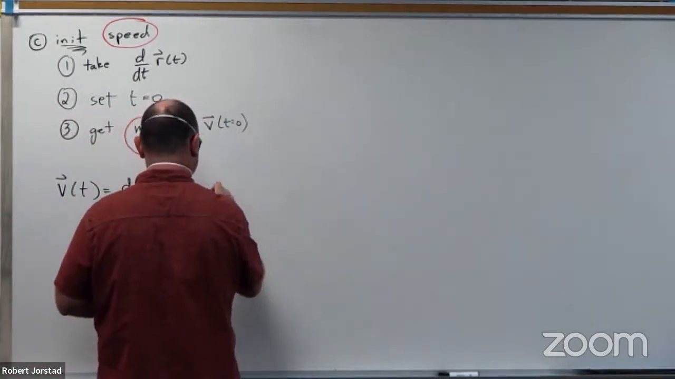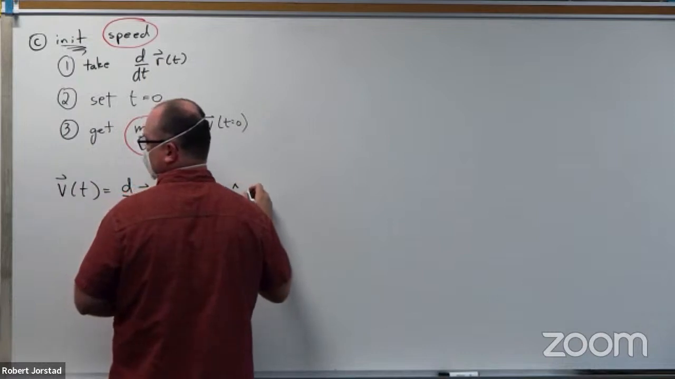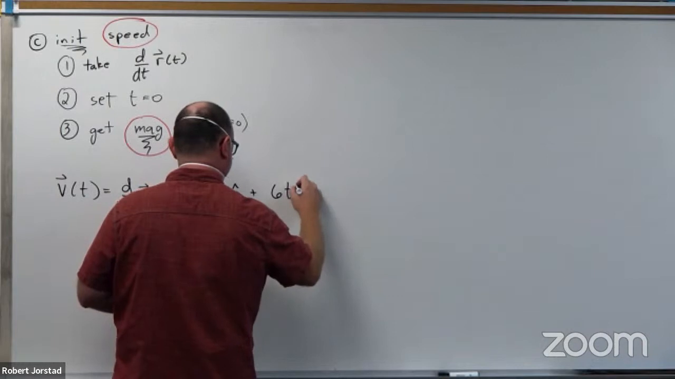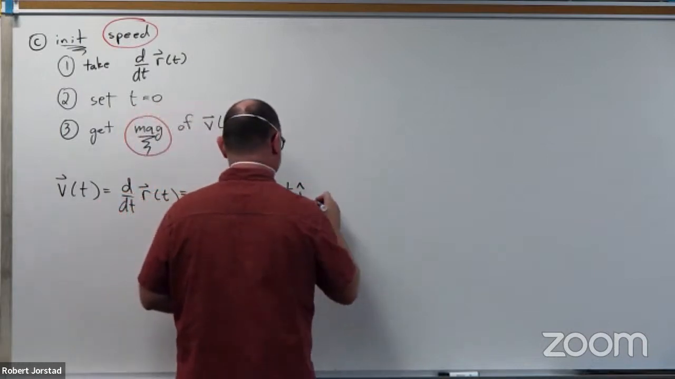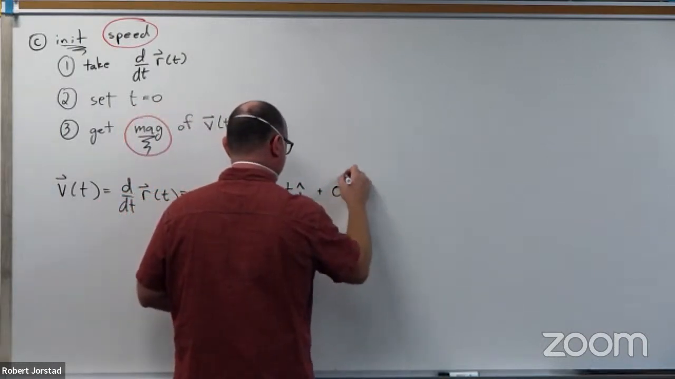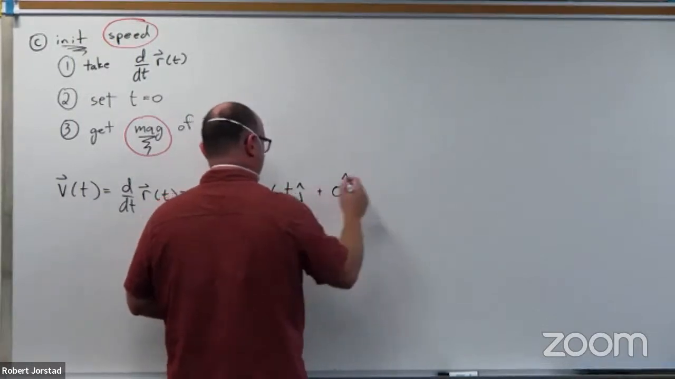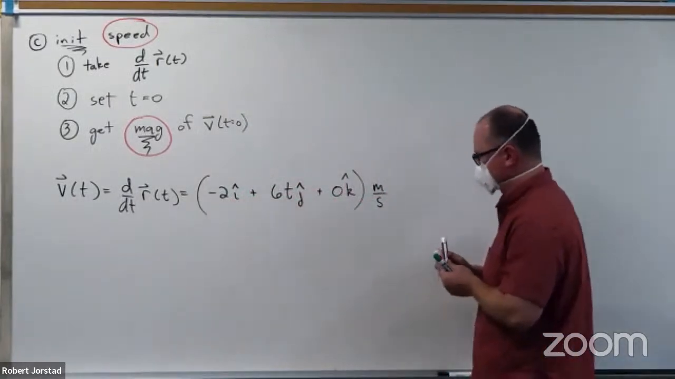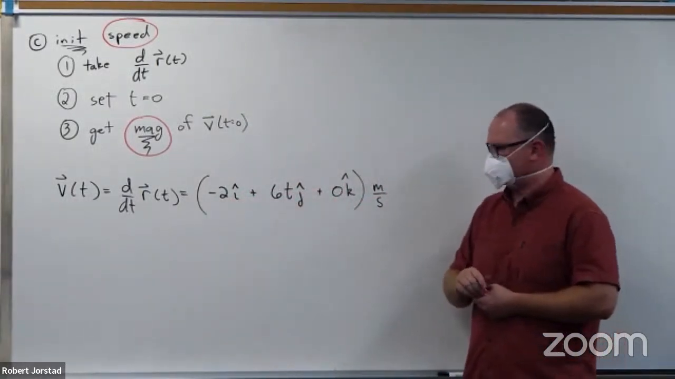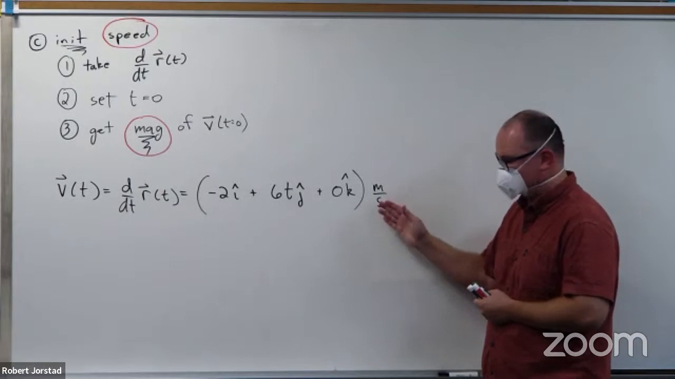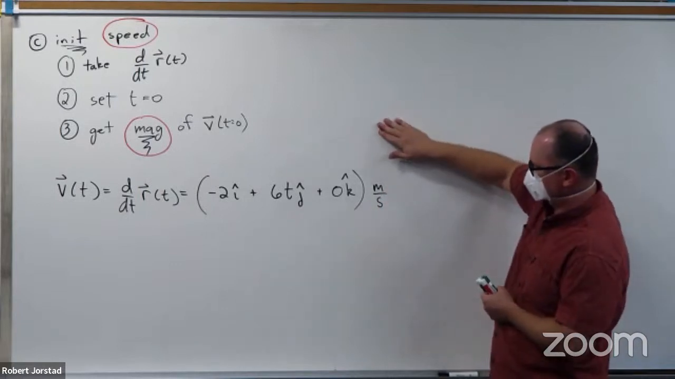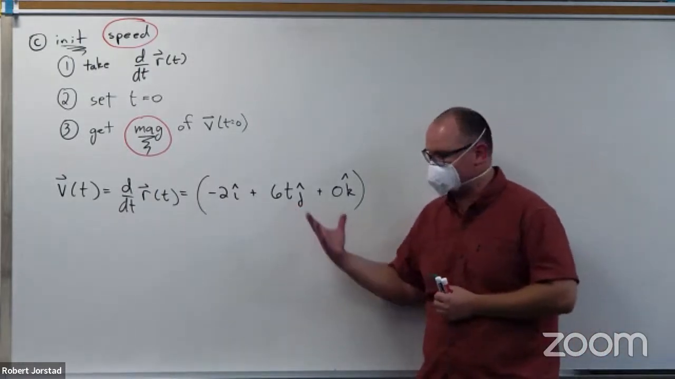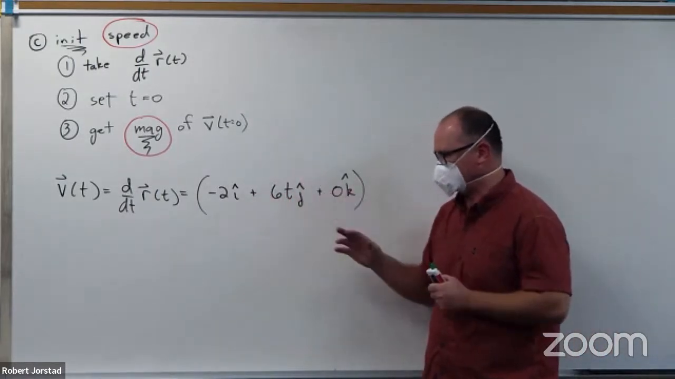Let's see, that's going to be -2 in i hat. The units we're assuming are meters per second here. Oh, I should be careful. I want to point something out here. What I just did is bad. I don't want to put meters per second on here, right? I haven't plugged in what t is. This is a mixed formula, and we can talk more about that later.